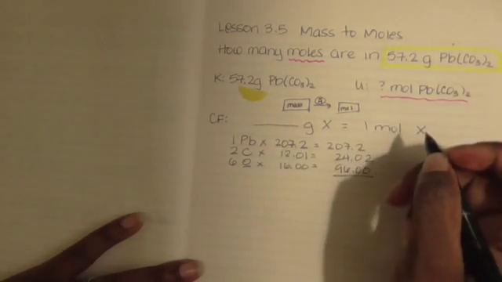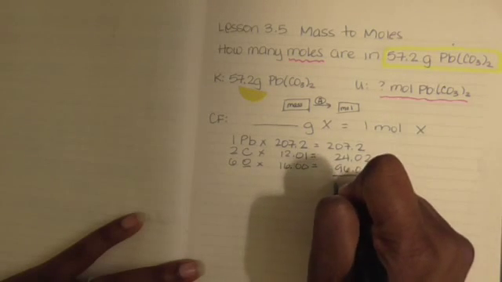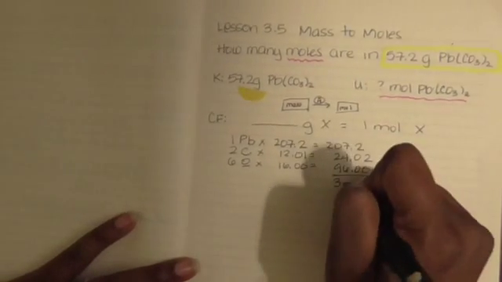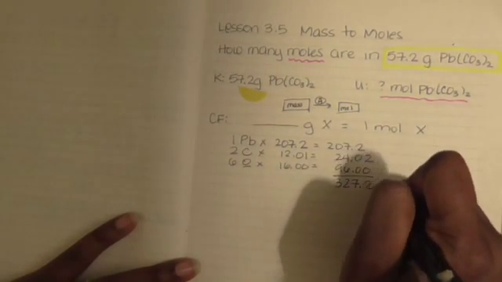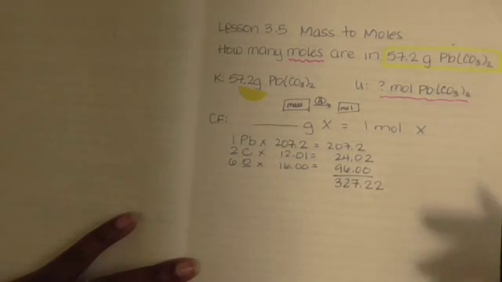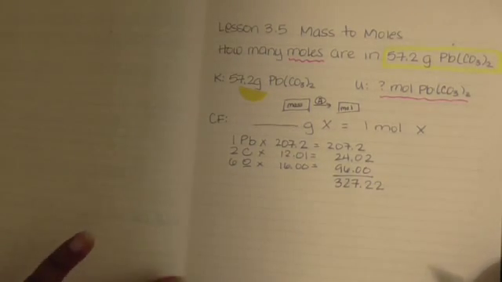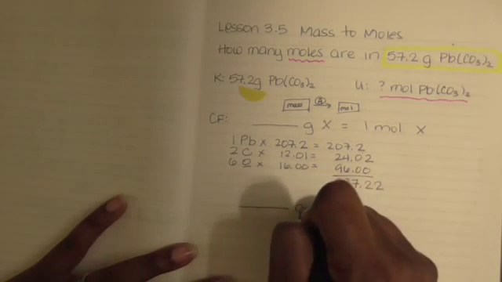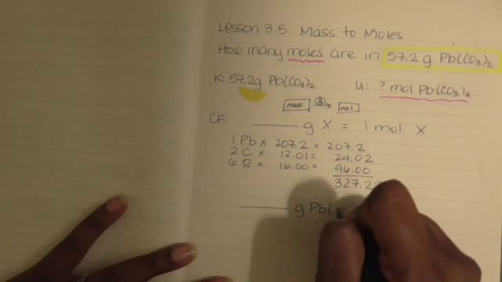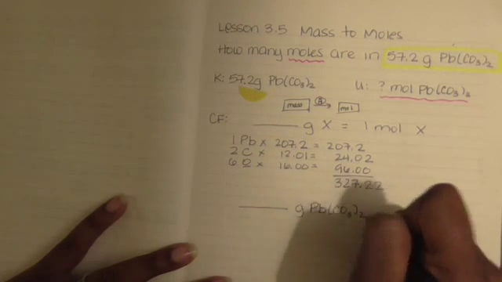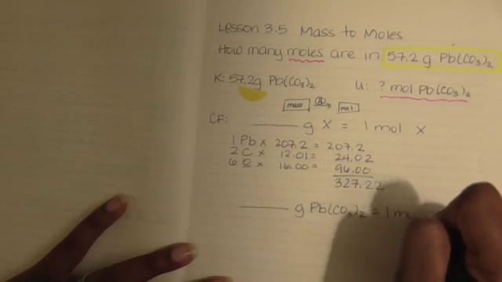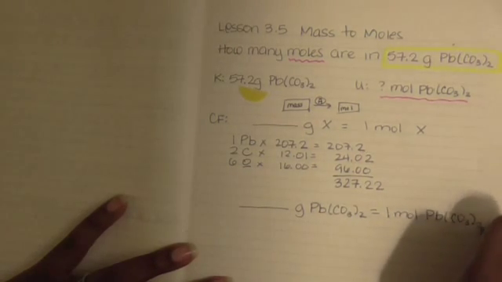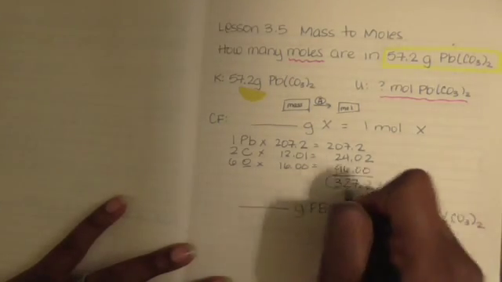Then you're going to add all that up. You're going to get the same number we've gotten the last couple times, which is 327.22. Okay, so that's the number that we got. Now we need to put it in conversion factor form. Grams of Pb(CO3)2 is equal to 1 mole of Pb(CO3)2. And the number that goes there is this number.